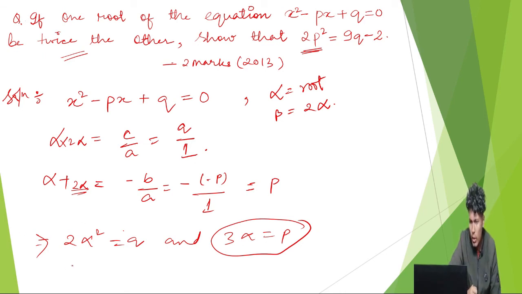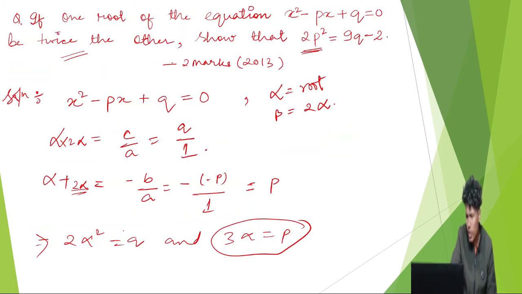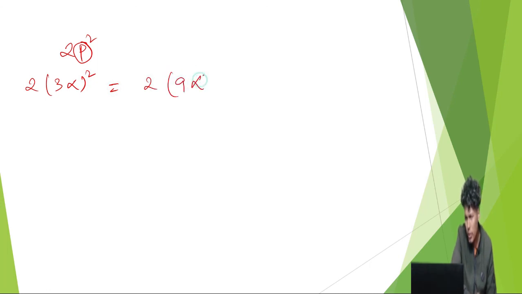Now take the left hand side of the equation, 2p square. We know the value of p: p is 3 alpha. So instead of p, write 3 alpha. 2 into (3 alpha) square, 2 into 3 square, 3 square is 9, so 9 alpha square.